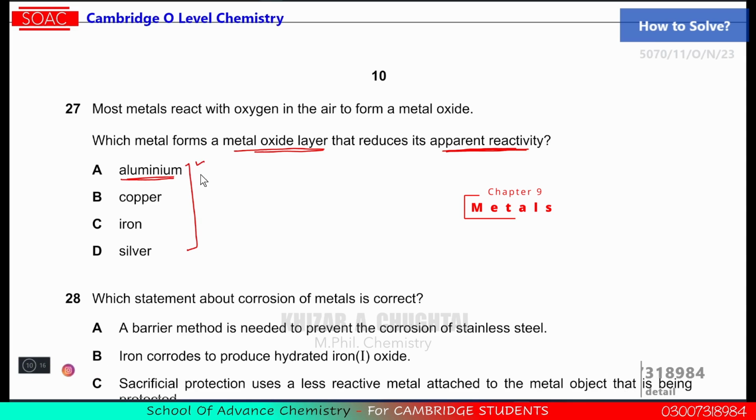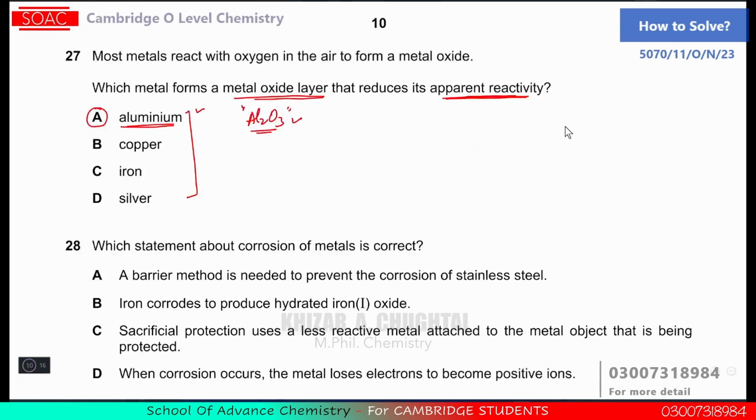Aluminium is the most active element, one of the good reactive elements, but it makes an oxide coating, Al2O3, and because of this oxide coating, which is an inert coating, its reactivity decreases. So A is the correct option.